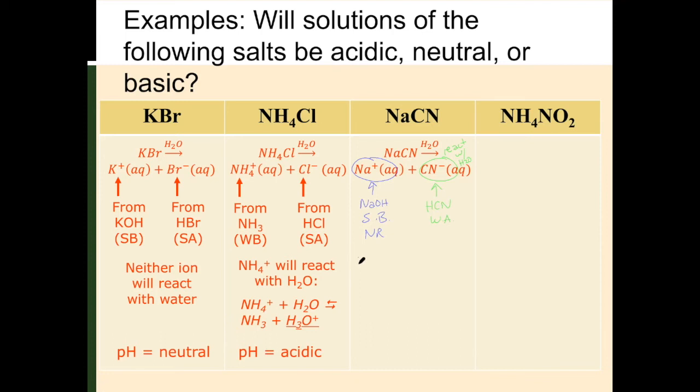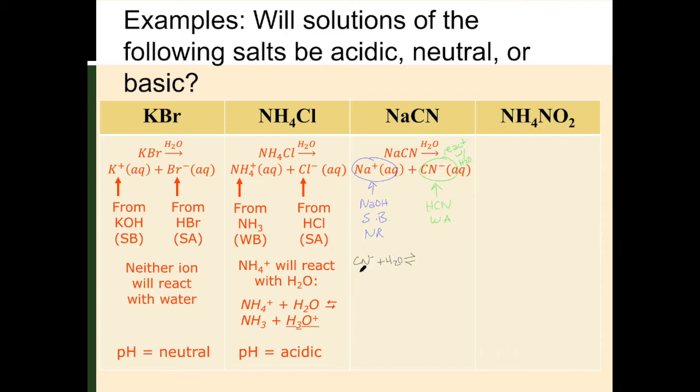So that CN- is going to react with water. So it finds a water molecule and reacts with it in a reversible way. So since this is my weak acid, the CN- is the conjugate base of a weak acid. So it's going to behave like a base. It's going to do what bases do.